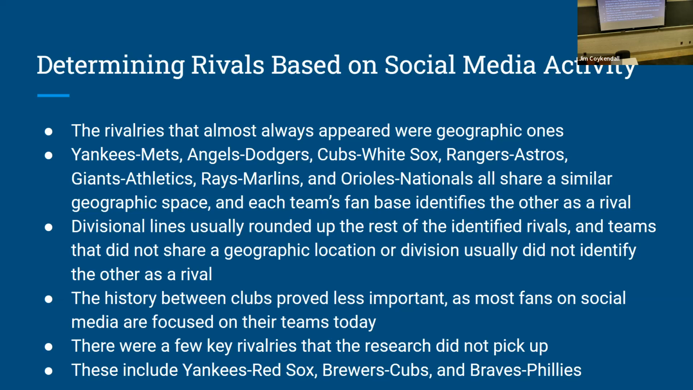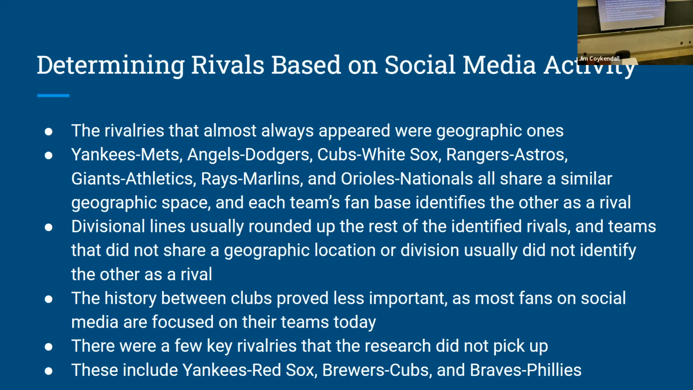Divisional lines usually round up the rest of the identified rivals. And then teams that didn't share geographic location or division usually do not identify another team as a rival at all. The deep history between clubs proved to be less important, as most fans on social media are focused on what their teams are doing today.